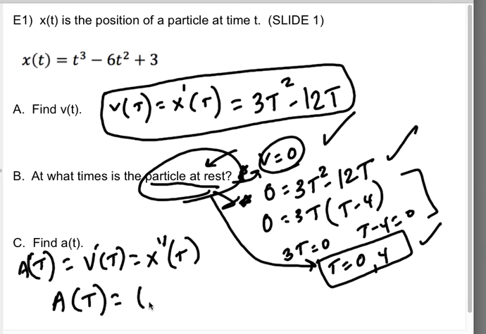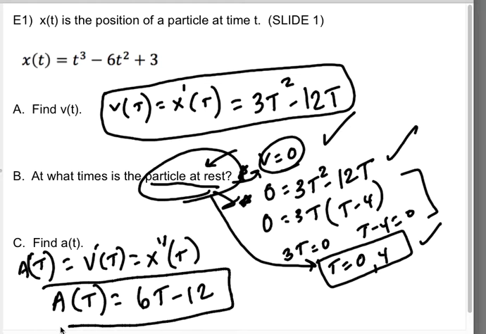A of t is going to be 6t minus 12, right? But show the step that communicates understanding. All right, moving on to slide 2.